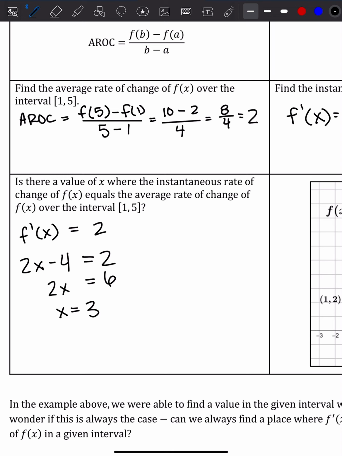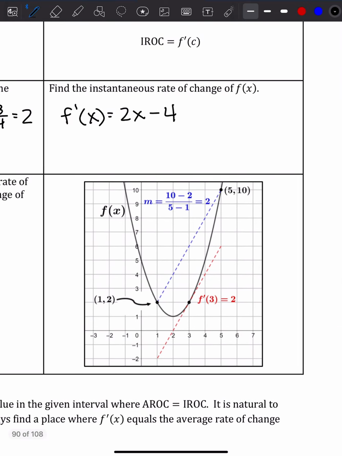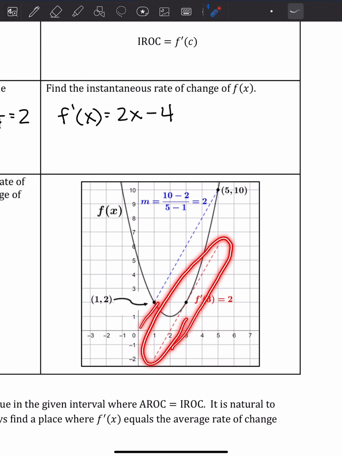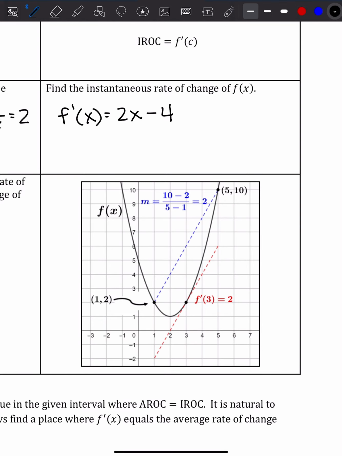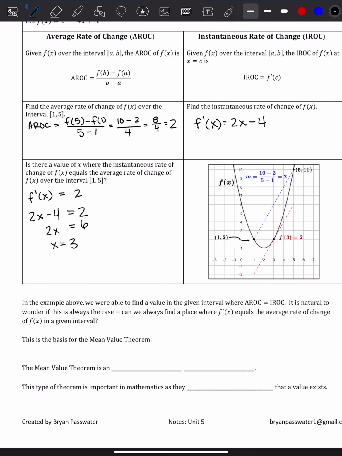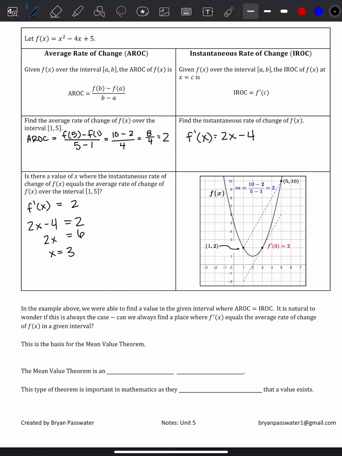So at x equals 3, our instantaneous rate of change, the slope at x equals 3, equals 2. And the average rate of change equals 2. So what we're saying is that these slopes are the same. For us, another way we can think about it is these slopes are parallel to each other. So in the example above, we were able to find a value in the given interval where the average rate of change is equal to the instantaneous rate of change.